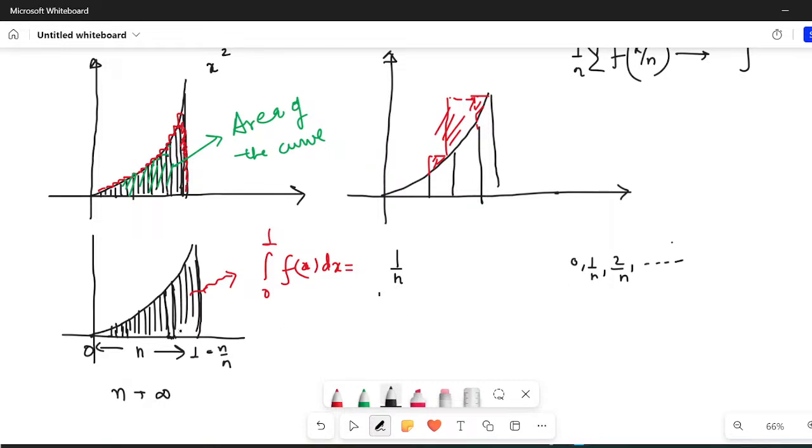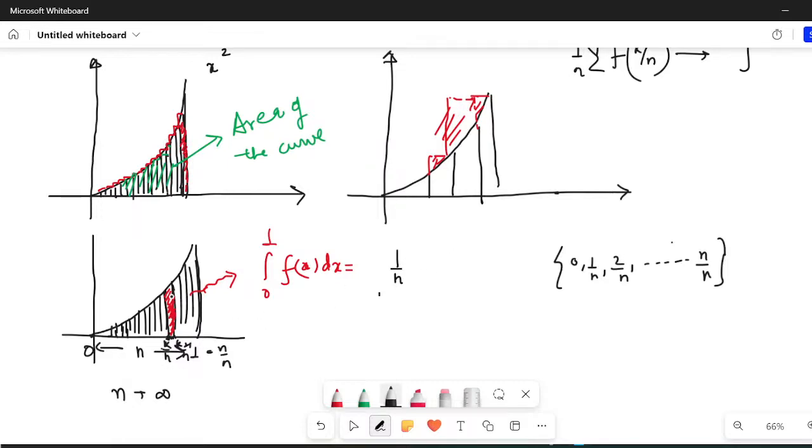Is that clear? And what is the area of the rectangle? I'm showing a bigger rectangle just to show you. It will not be that big. Just consider this rectangle. The area of this rectangle would be base, which is 1 by n, into height. Height will be the value of the function at this particular point. Let us say this is some k by n, and this is some k plus 1 by n. When these are very close, whether you write f of k plus 1 by n or f of k by n, they are one and the same thing, because when you are taking n very large, this is one and the same thing.